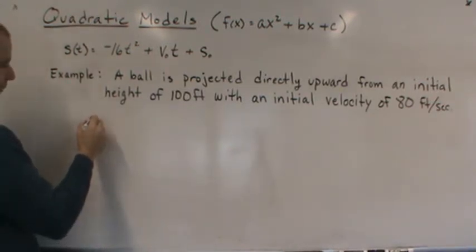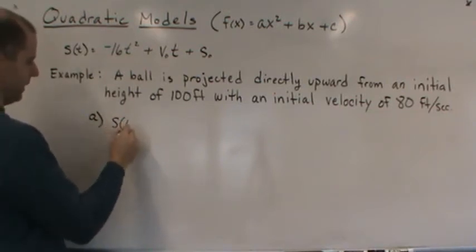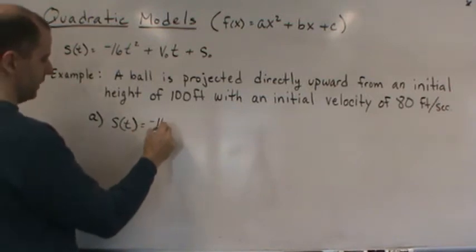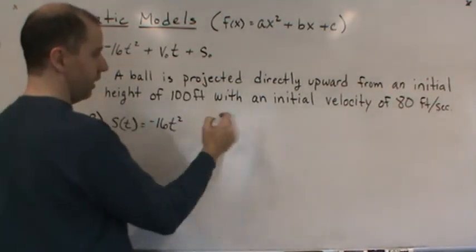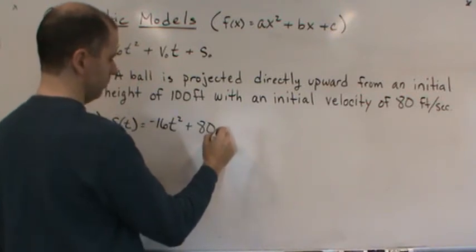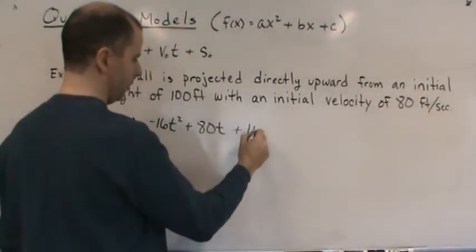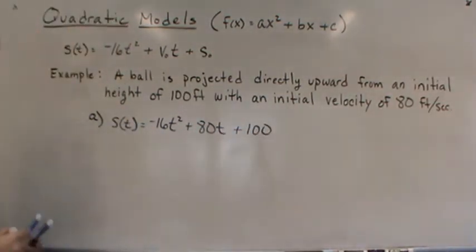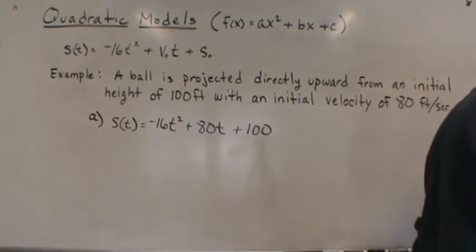So for part A, we're going to say S of t is equal to negative 16 t squared, plus 80 t, since v naught is 80, and then the initial height is 100 feet, so plus 100. Okay, and that's it. Then part B says, after how many seconds does the ball reach its maximum height?